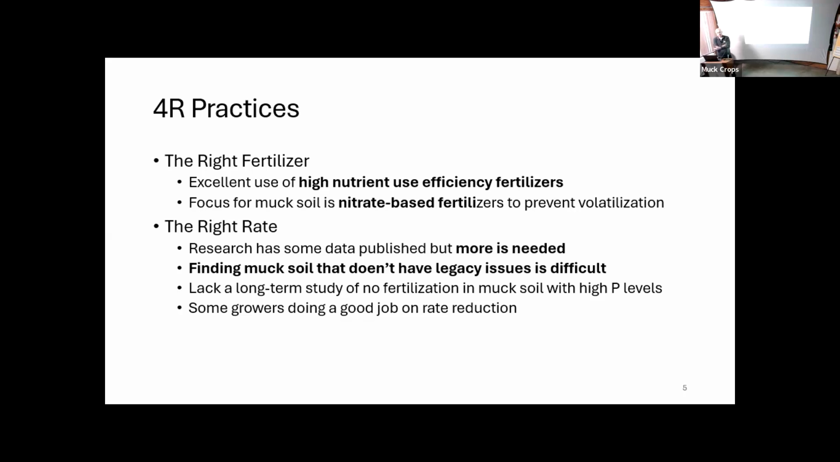And obviously, if you're going to do more research, where do you find muck soil that doesn't have legacy issues? It's going to be difficult to find here in the marsh, but we probably need a long-term study to start with a soil that is high in phosphorus. And how do you bring it down over time without affecting crop yields? That's work that would be really beneficial to the growers. And of course, we did find some growers that did a good job on rate reduction already.